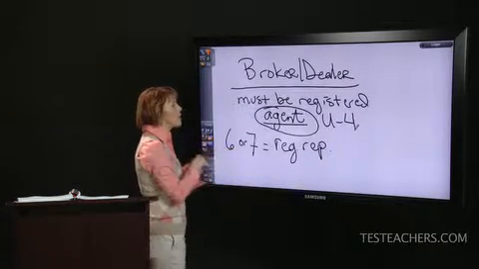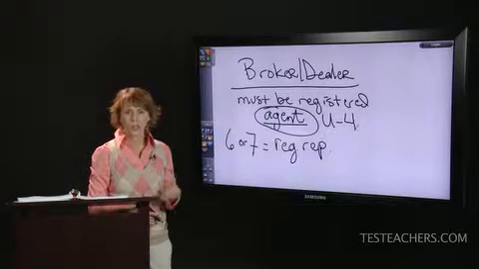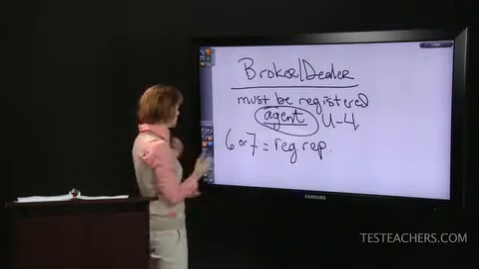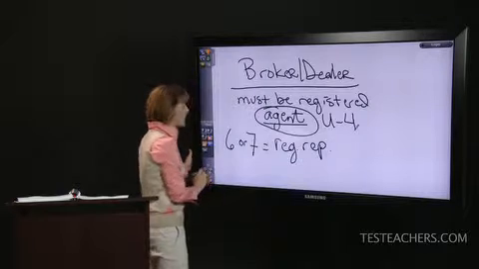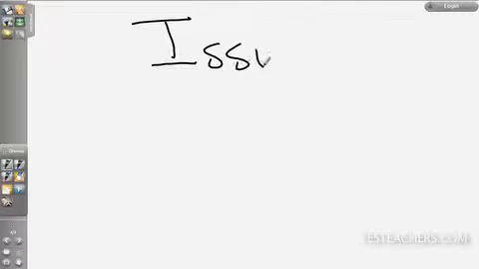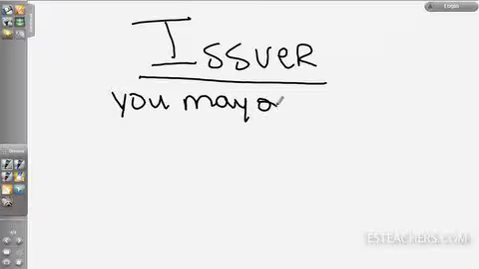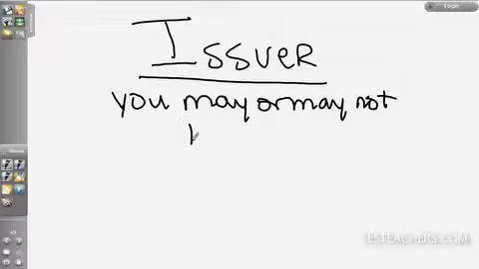So no matter what you sell, no matter how you sell it, you have to be registered if you sell securities for a broker-dealer. That one's easy. If you represent an issuer, so the issuer could be the U.S. government, it could be a municipality, it could be a corporation. If you're selling securities for the issuer, you may or may not have to register. It just depends.